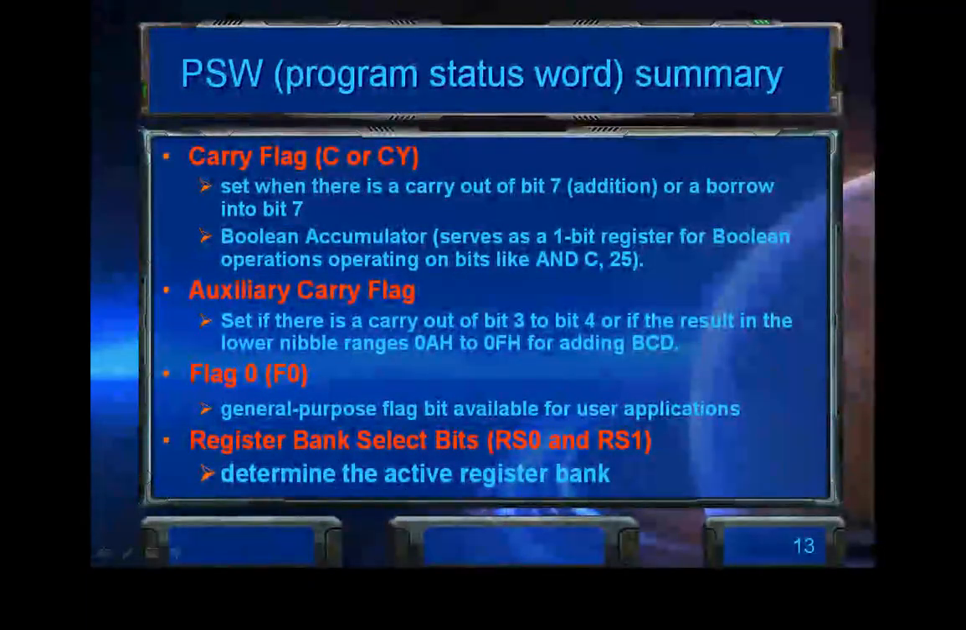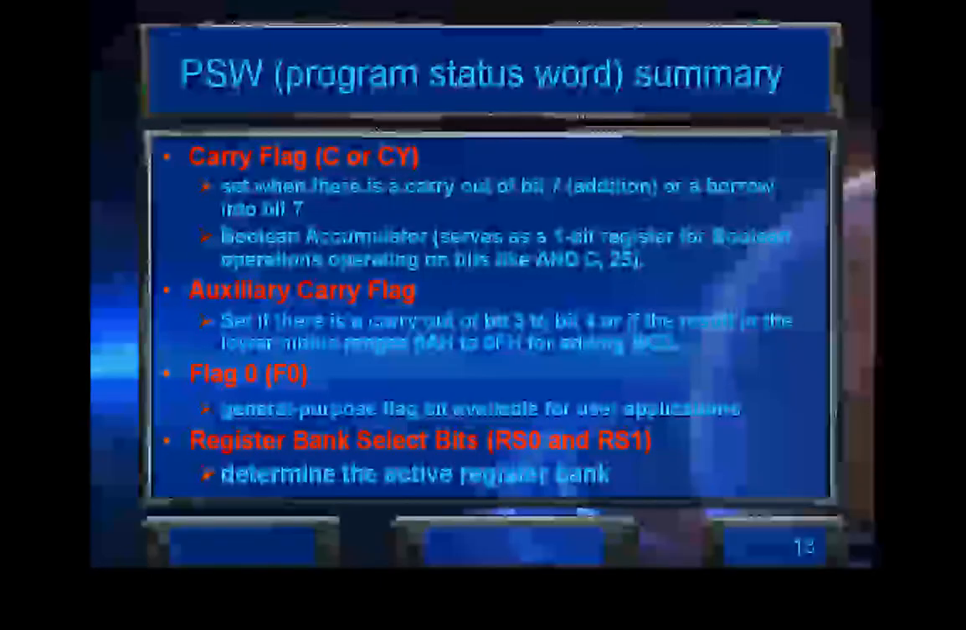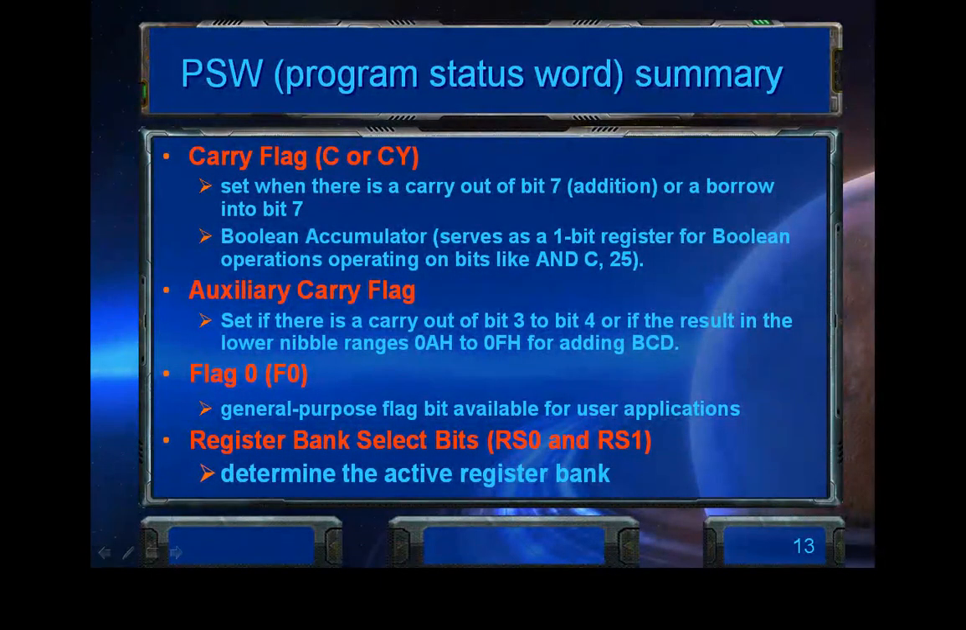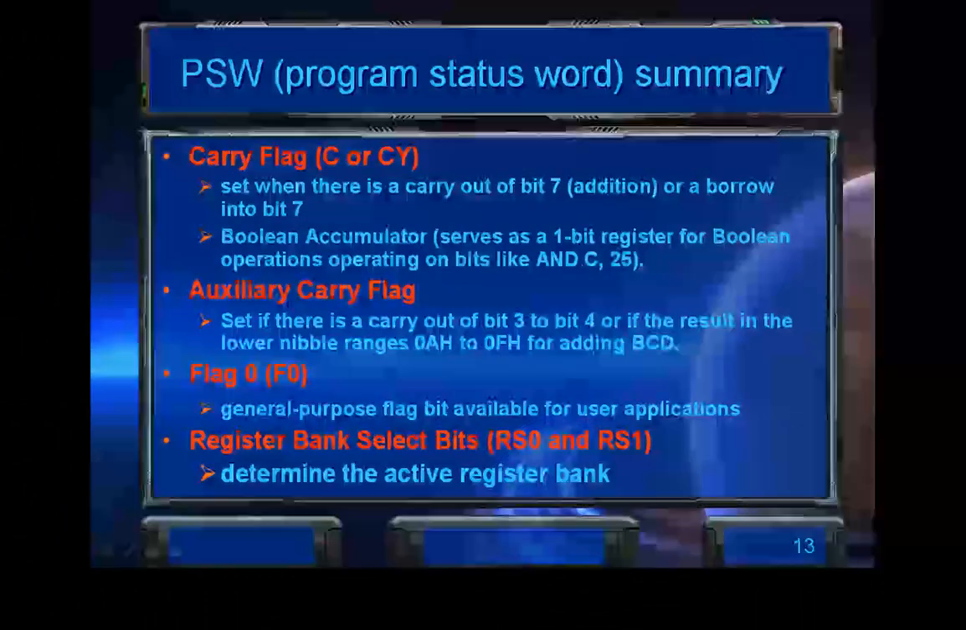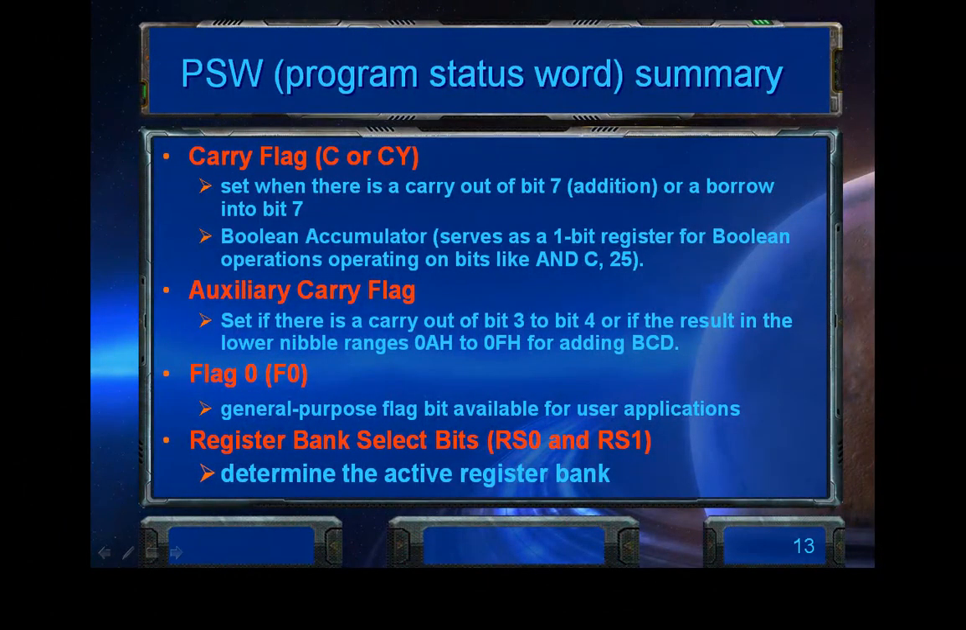The carry flag. This flag will indicate if there is a carry out of the last bit in the accumulator, or if there is a borrow in. The auxiliary carry flag, or AC in short, will indicate if there is a carry out from bit 3 to bit 4 in accumulator A. Flag 0 is the general purpose flag which you can use in your programming. The register bank select bits will change the default register bank location to either 0, 1, 2, or 3.